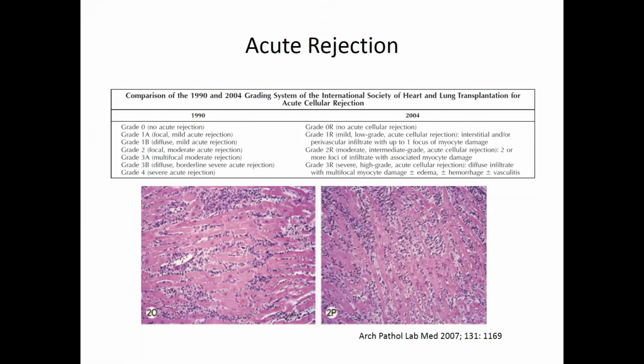Typically, an early and late form of rejection can be seen. Here are some examples of grading systems from the International Society of Heart and Lung Transplantation for acute cellular rejection in lung transplant. In general, acute rejection involves a lymphocytic infiltration of the allograft of varying stages. The more severe the lymphocytic infiltration, the higher the grade of rejection.